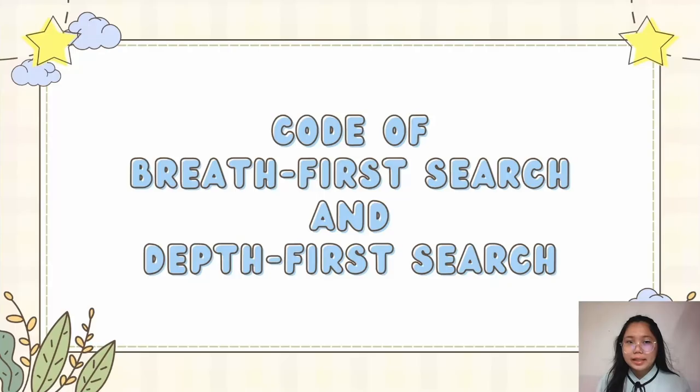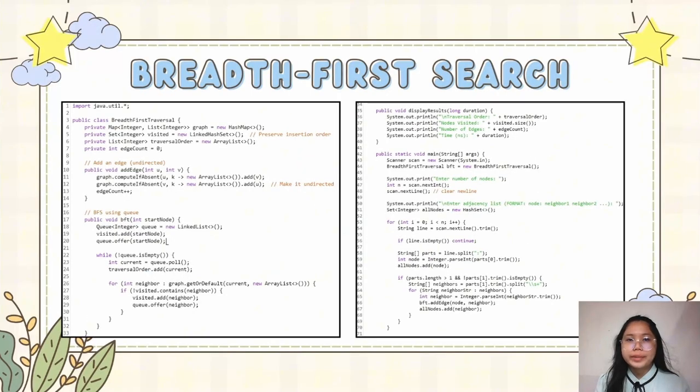Hi, my name is Lee Ziling, matrix number 30385. Today I'm going to present the code of breadth-first search and depth-first search. In the breadth-first search, we implement 5 data structures and 4 methods. The first data structure is Map<Integer, List<Integer>> graph, which stores the graph as an adjacency list. The second is Set<Integer> visited, which tracks visited nodes to prevent cycles. Third, List<Integer> traversalOrder records the order of visited nodes. Fourth, integer edgeCount, which counts edges for analysis. And the fifth, Set<Integer> allNodes, which ensures disconnected nodes are all traversed.